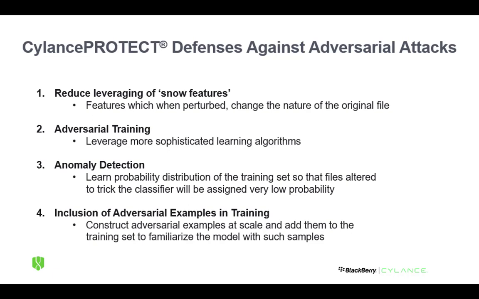One of my favorite methods is anomaly detection. So what we can do is learn a probability distribution of the training set, the files in our original corpus, represented by that little graphic at the beginning. Learn a probability distribution of these files so that files altered to trick the classifier will look strange. They'll be assigned a very low probability, right? So while that file, when altered, may trick the classifier, it will be altered in a way that makes that file look very out of the ordinary, okay?